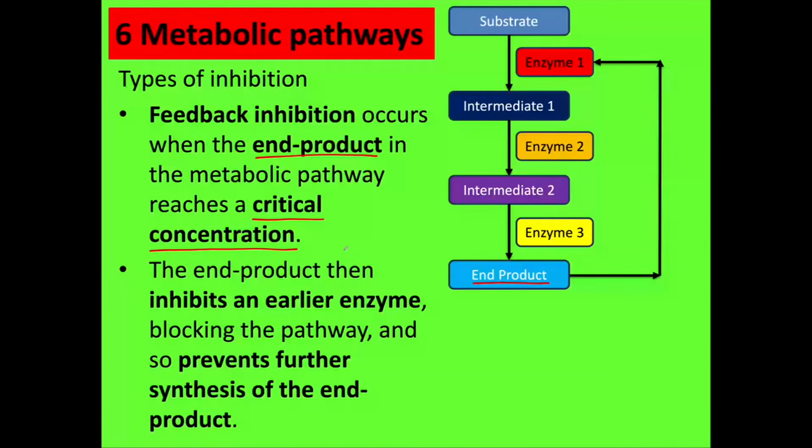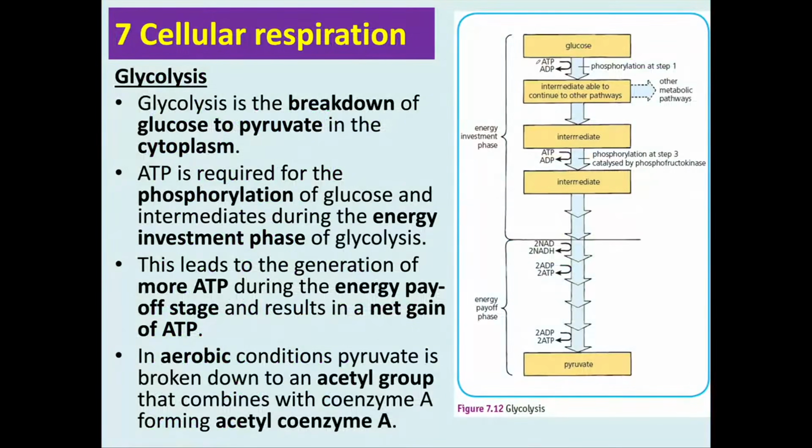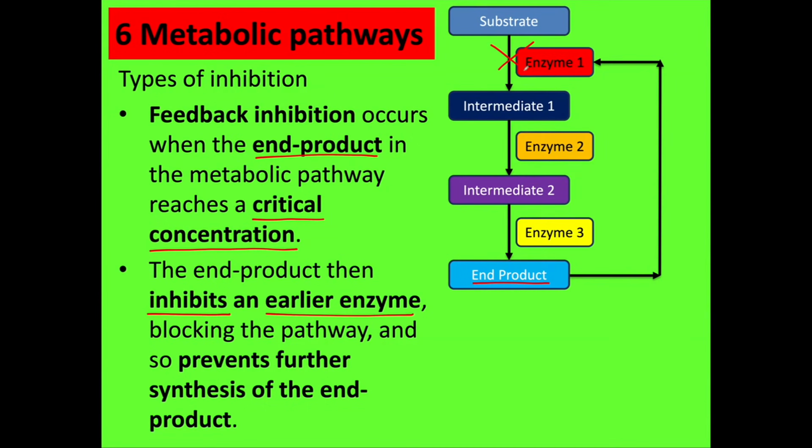Essentially, at the point where we don't need to make it anymore, because it starts becoming a waste of the cell's resources and energy to keep making it, because the cell doesn't require it. So when it reaches that critical concentration, the end product itself will then move back and find an earlier enzyme, in this case enzyme 1, and it will inhibit that earlier enzyme. And what that means is that it will block that pathway, so that the substrate can no longer be broken down, and therefore the reaction and the metabolic pathway will not continue.